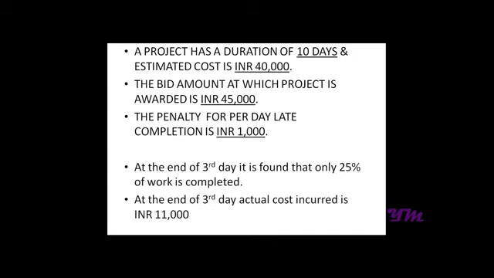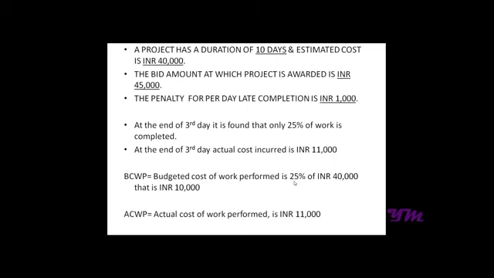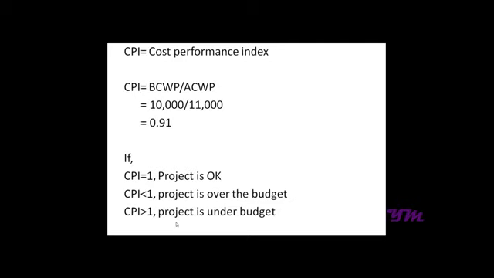Now say at the end of third day it is found that only 25% of the work is completed and the actual cost incurred is say 11,000. So 25% of 40,000 is say INR 10,000, which is known as budgeted cost of work performed, while actual cost incurred, that is actual cost of work performed, is say rupees 11,000. So we have an index known as cost performance index, which is budgeted cost of work performed divided by actual cost of work performed. So that is 10,000 by 11,000, which comes out to be 0.91.